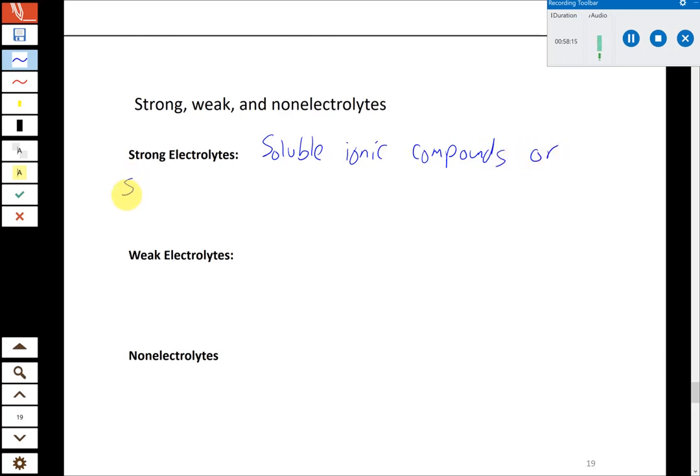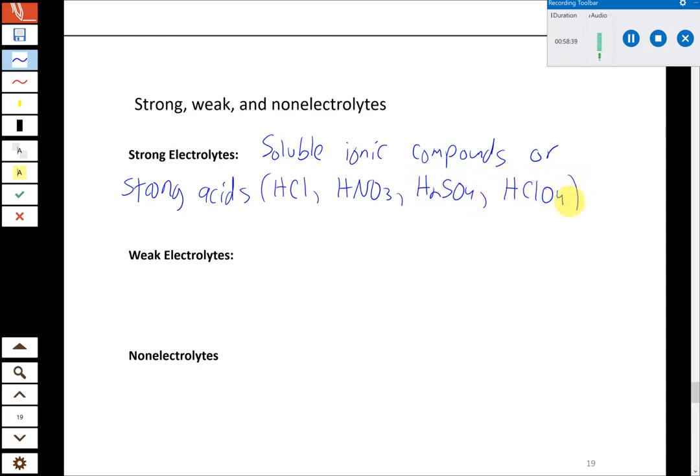Or strong acids. Now we're going to learn later on in this course what an acid is and how it reacts and how to classify strong versus weak. Strong versus weak you're going to get a lot more of in Chem 2 more than this course. But the strong acids that we should be familiar with would be hydrochloric acid, HNO3, nitric acid, H2SO4, which is sulfuric acid, and perchloric acid, HClO4. There are probably others out there, but these five are the most common.